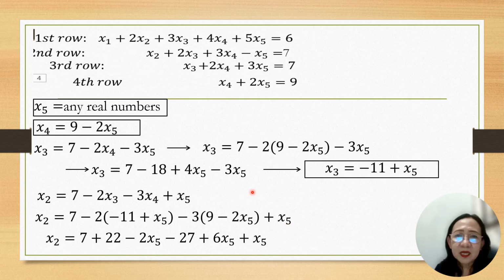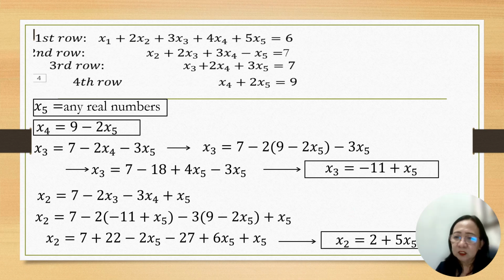Okay? Combining similar terms, what will be the result? This is 7 plus 22, that is 29. 29 minus 27 is 2. And negative 2x sub 5 plus 6x sub 5 is 4x sub 5. 4x sub 5 plus x sub 5, of course, we have 5x sub 5. So, that is the value of our x sub 2.